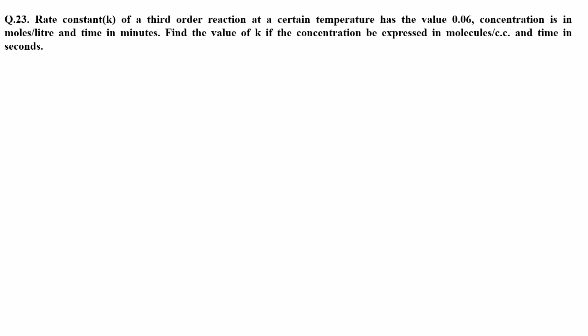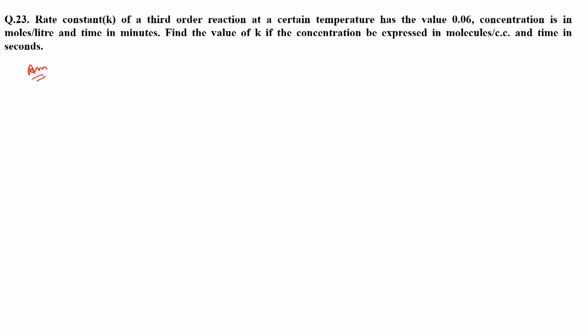Next we move to problem number 23. It says the rate constant of a third order reaction at a certain temperature has the value of 0.06. Concentration is in moles per liter and time in minutes. Find the value of k if the concentration is expressed in molecules per cc, and time in second. So basically this is just a conversion of units.